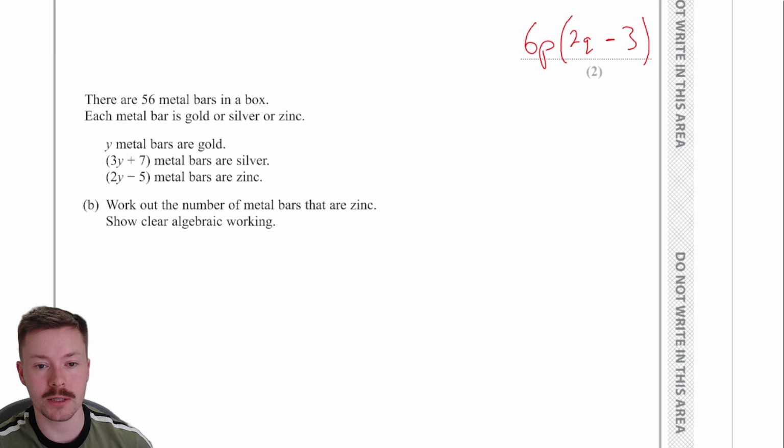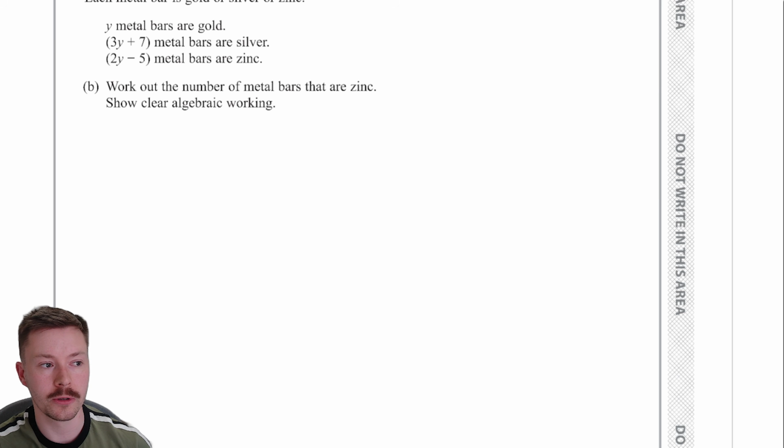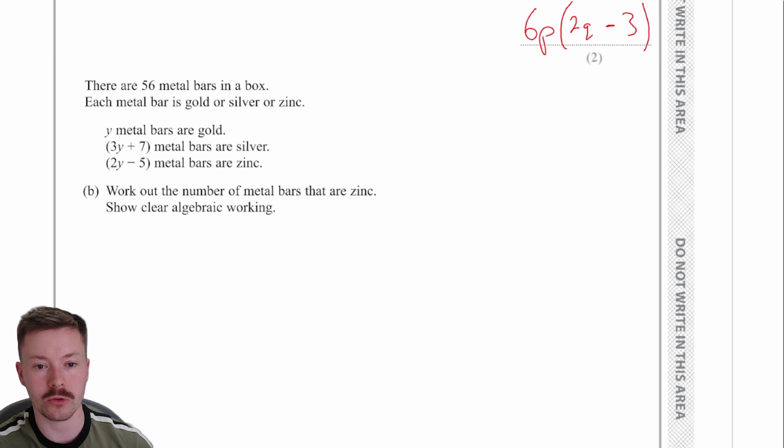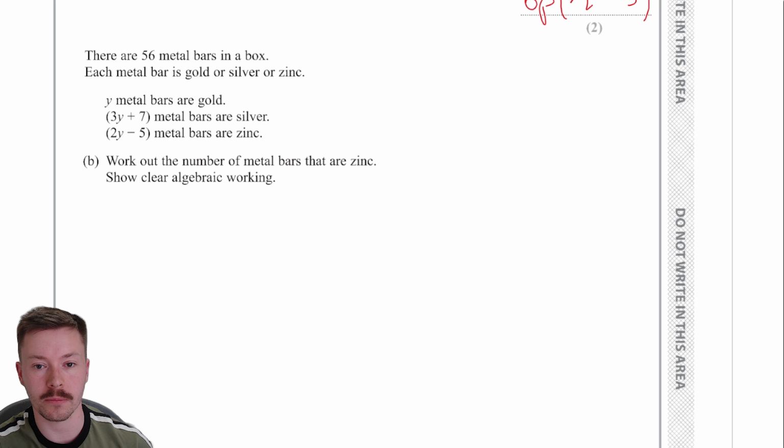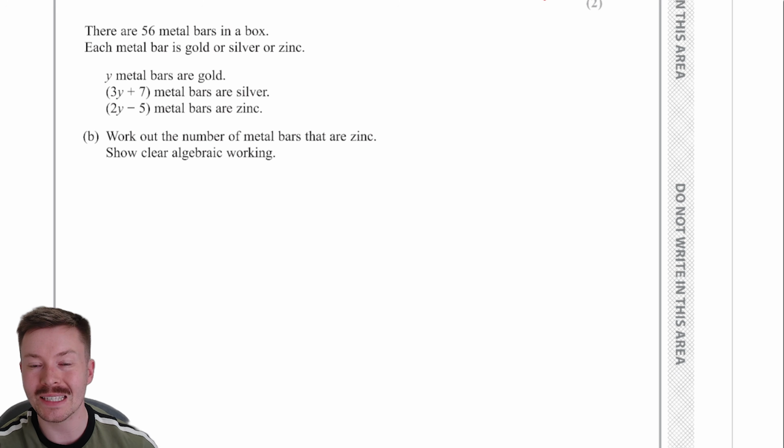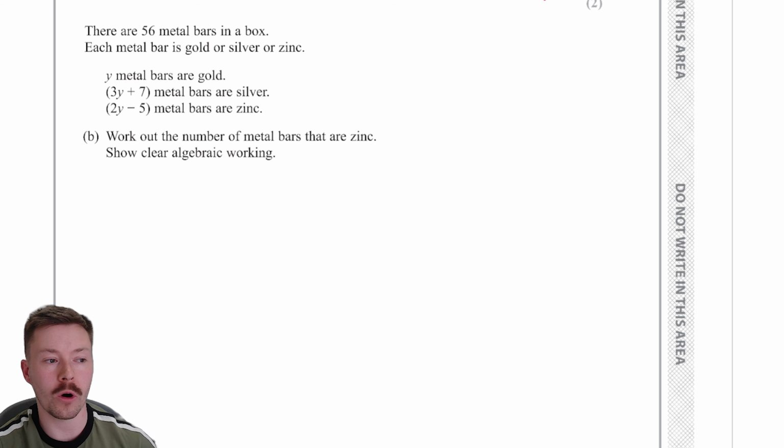And this is a worded question. So we've got 56, scroll it down a bit, get it to the right part. There we go, that's better. 56 metal bars in a box. Each metal bar is gold or silver or zinc. y metal bars are gold. 3y plus 7 metal bars are silver. 2y minus 5 metal bars are zinc. Work out the number of metal bars that are zinc.